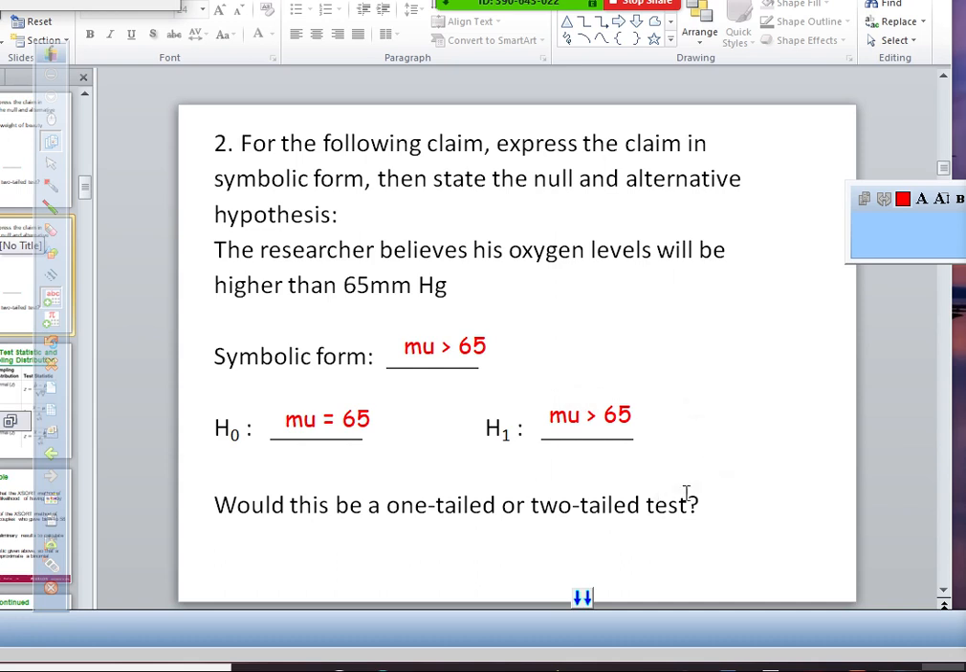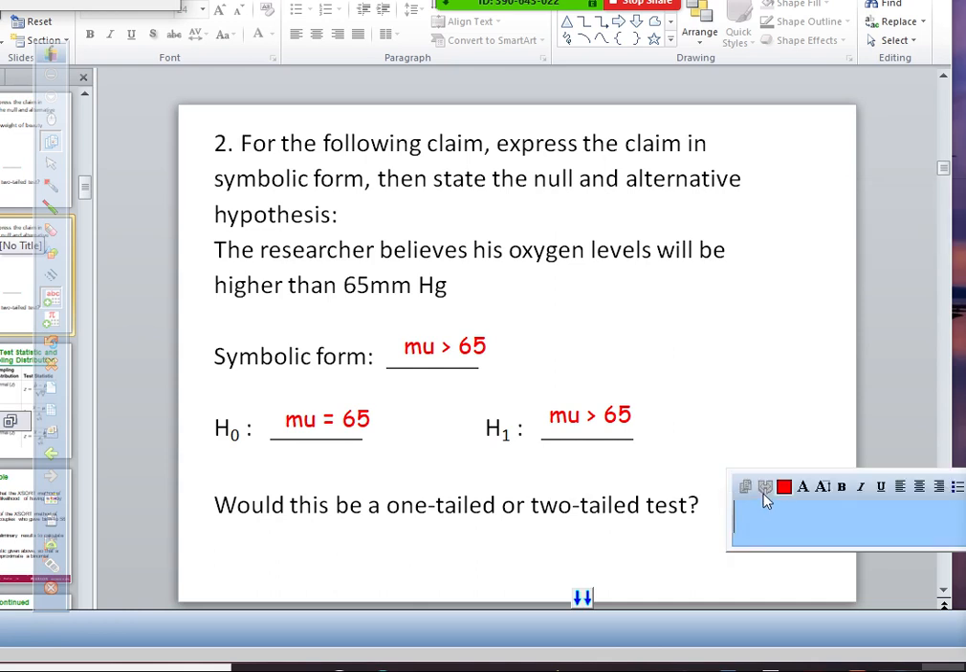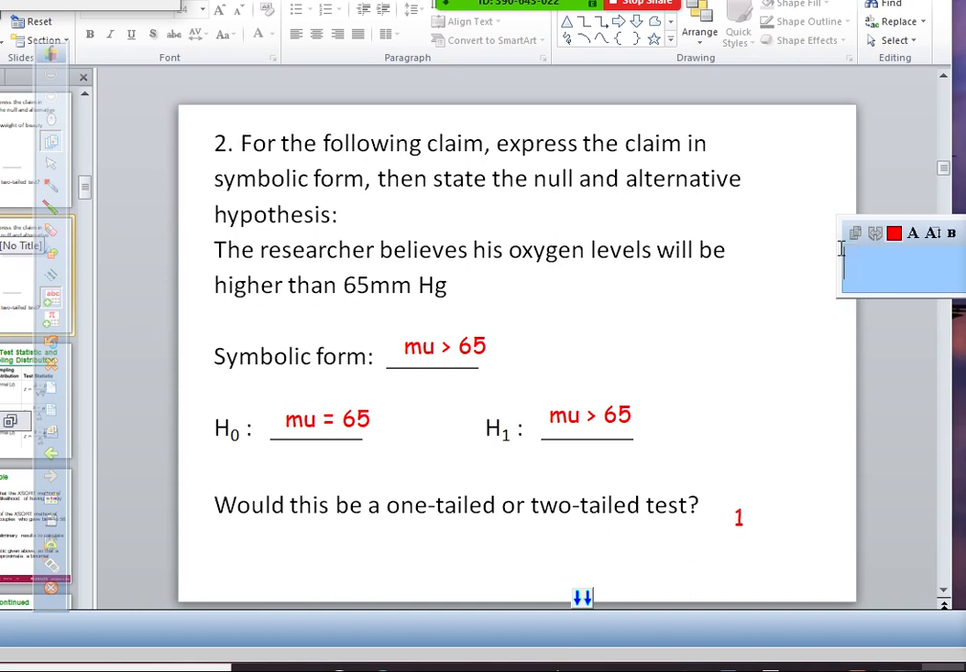So first of all, is this a one-tailed or two-tailed test? Yep. Perfect. Good. Great. Excellent. Thanks.